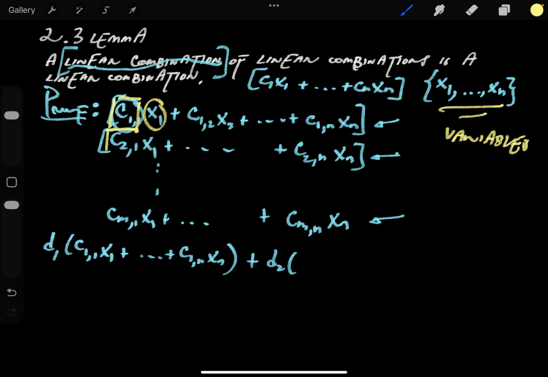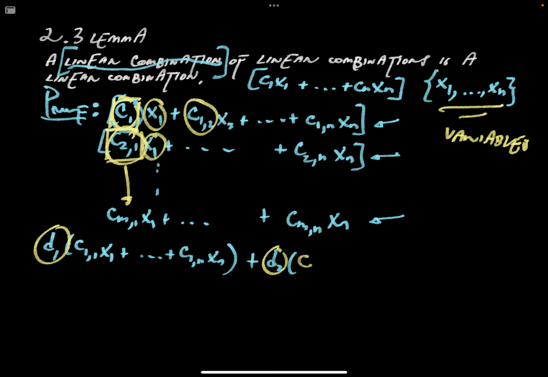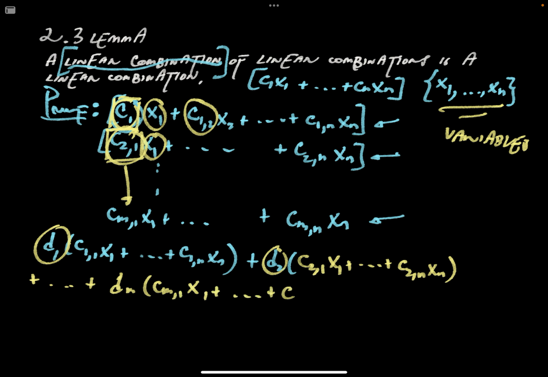And then you have c21 x1, and again, these coefficients, the c21, are just real numbers. And d1 is also just a real number, d2 is just a real number, and then you have c21 x1 plus dot dot dot c2n x sub n plus dot dot dot. You go all the way down to some dm times cm1 x1 plus dot dot dot cm,n x sub n.